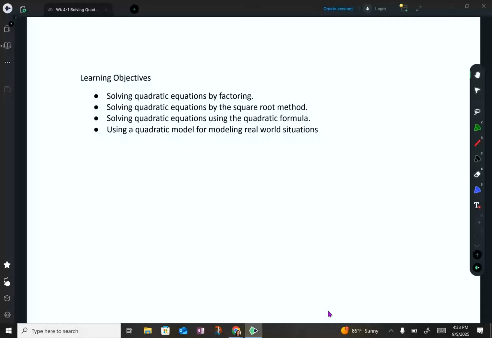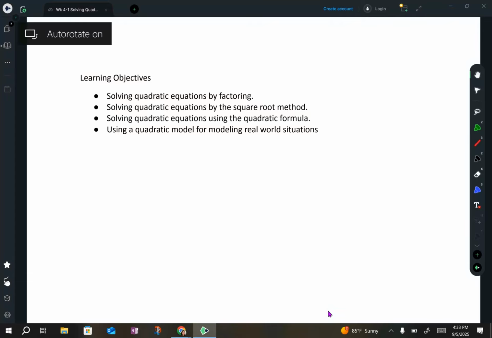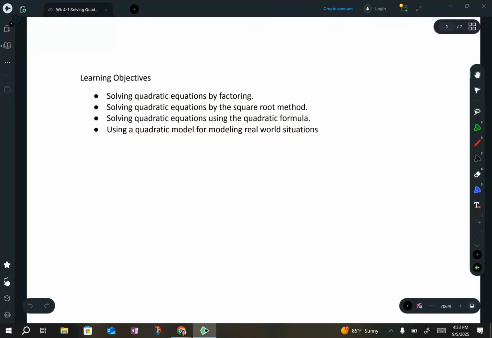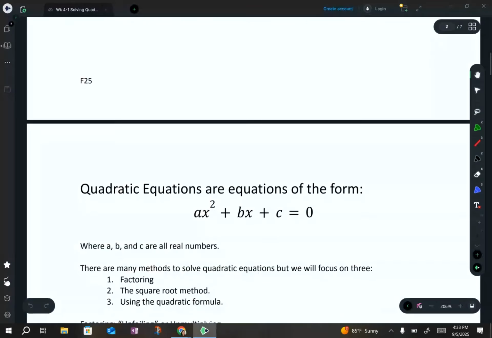Hello and welcome to the video on solving quadratic equations. We're going to go over several different methods for solving them, including factoring, square root, and the quadratic formula. Then we're going to do an example story problem. Let's go ahead and get started.